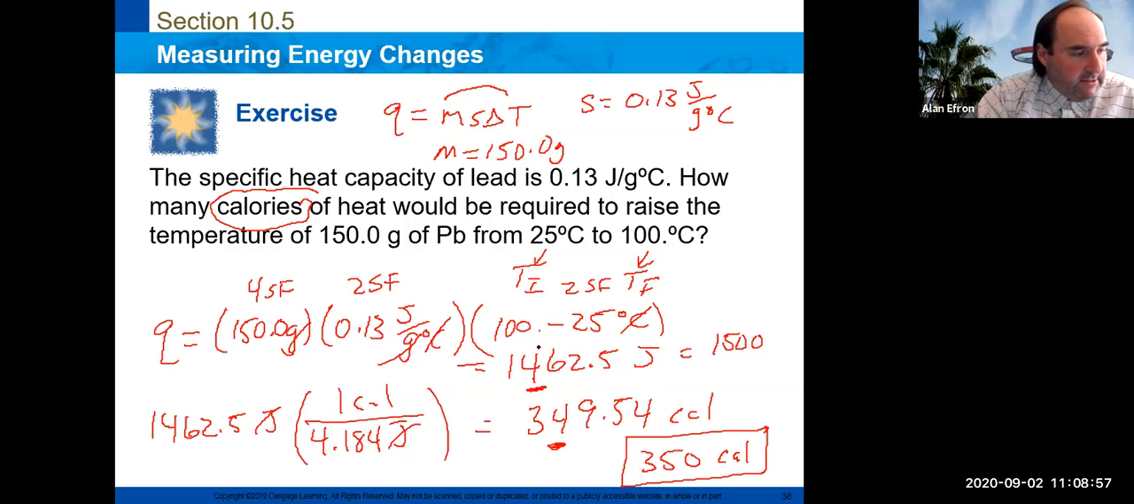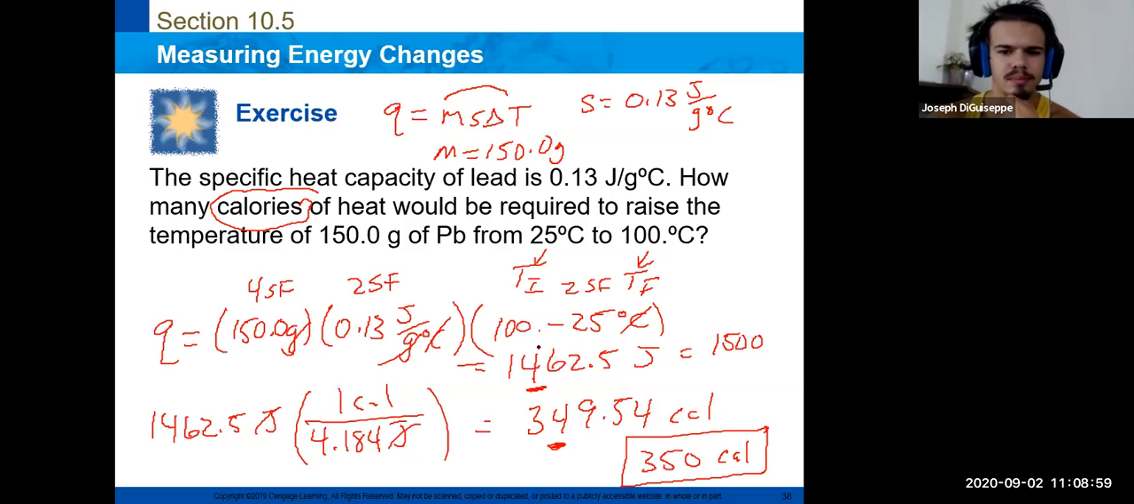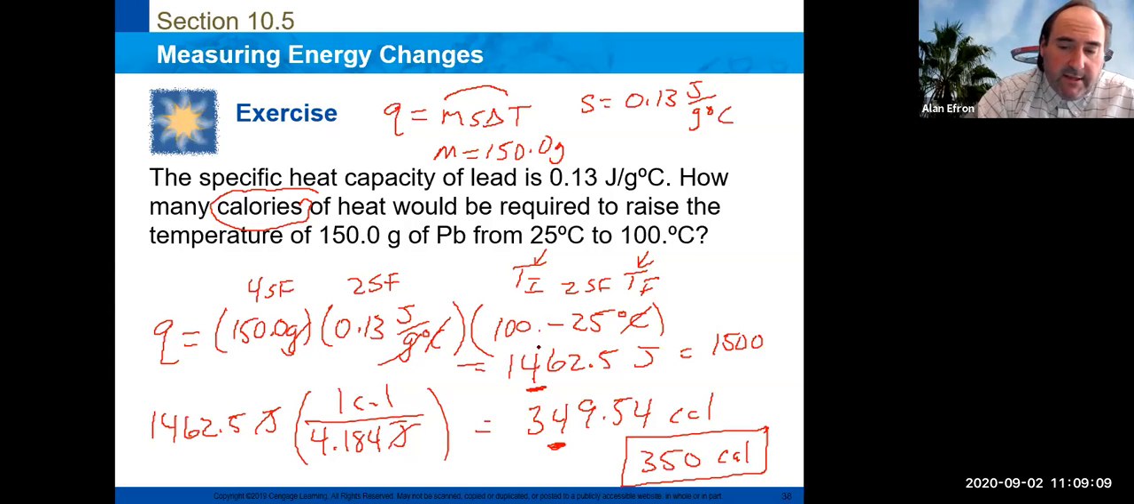Other questions on this? Yeah, I've got one. So are you able to just convert the 0.13 joules per gram to calories in the beginning? You could do that too. That's another option. You could convert the joules per gram per degree Celsius, the specific heat capacity, into calories and just plug it in. Again, probably with rounding, hopefully it's in the same ballpark in terms of the final answer. But you absolutely could do that as well.